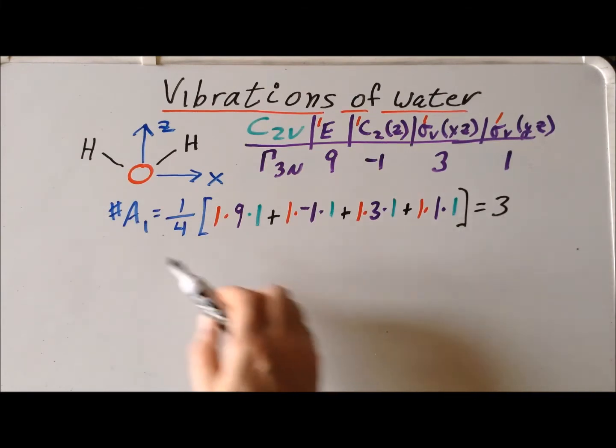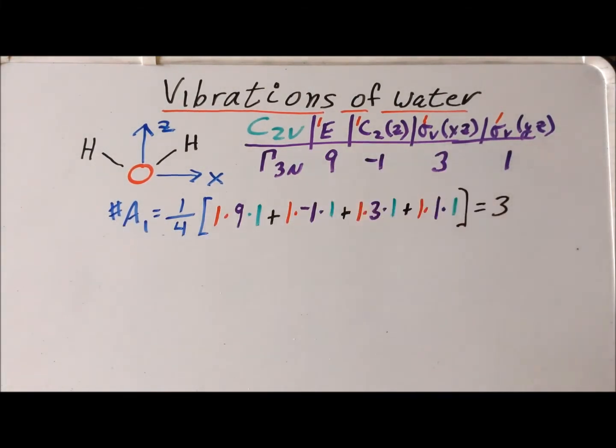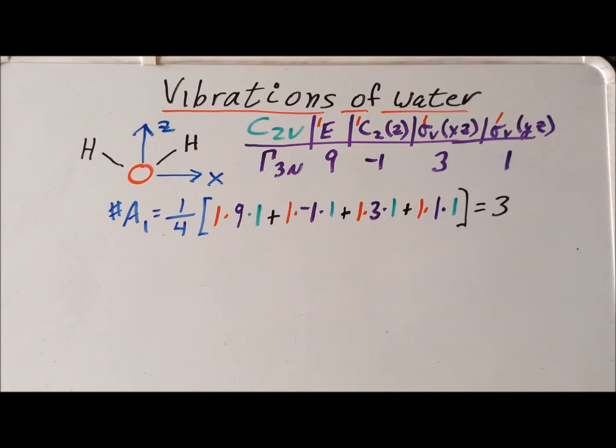An important fact is that when we figure out how many irreducible representations are stored inside the reducible representation, the answer always has to be either 0 or a positive integer. If you ever get a negative number or you get a fraction or a decimal, that cannot possibly be true. So if that happens, the most likely cause is an arithmetic error of some sort.